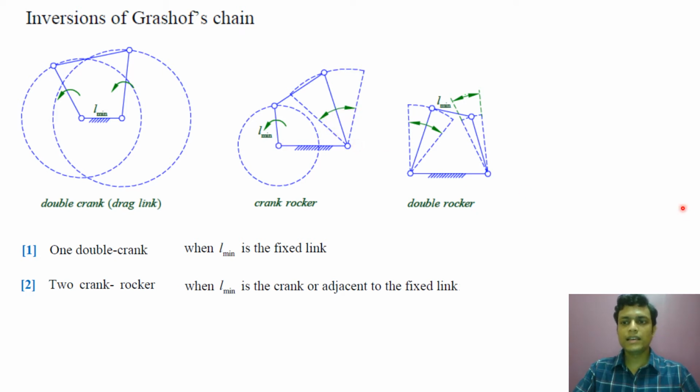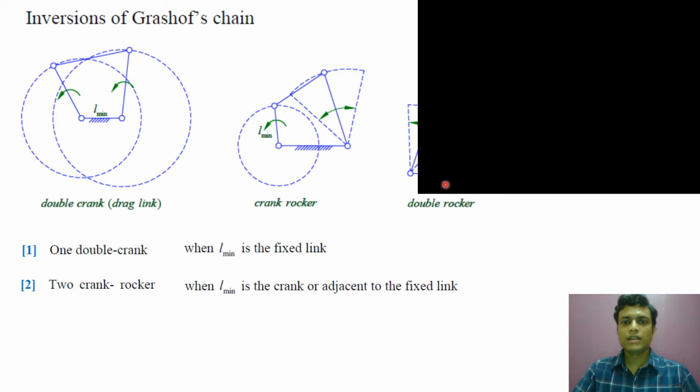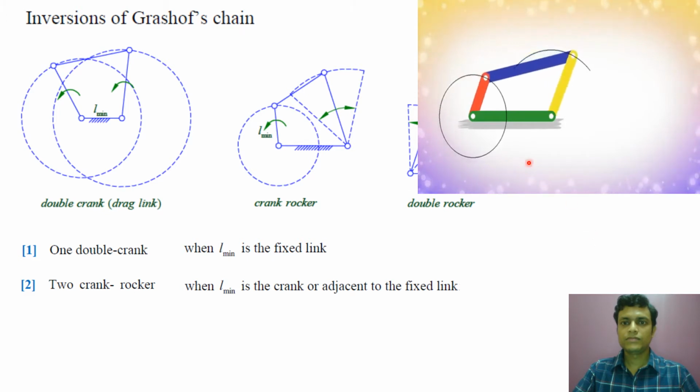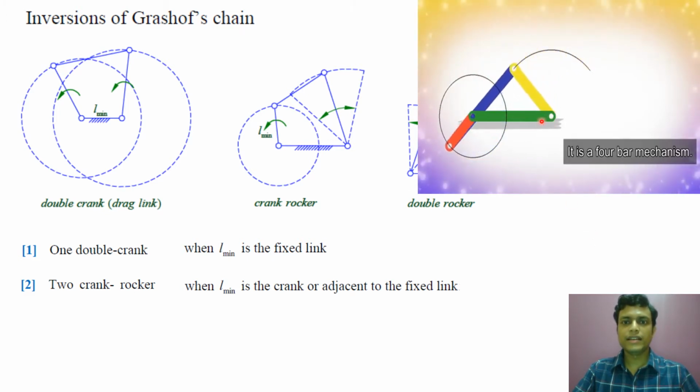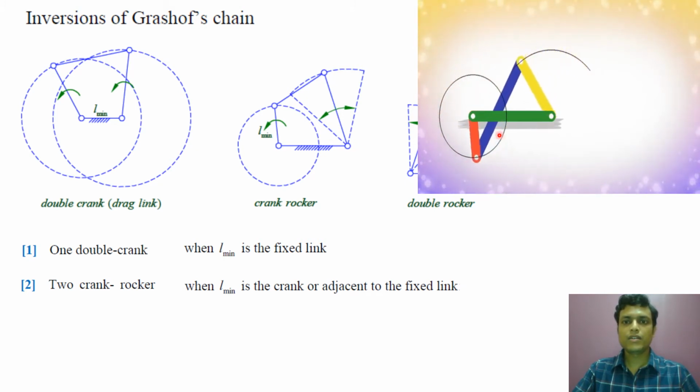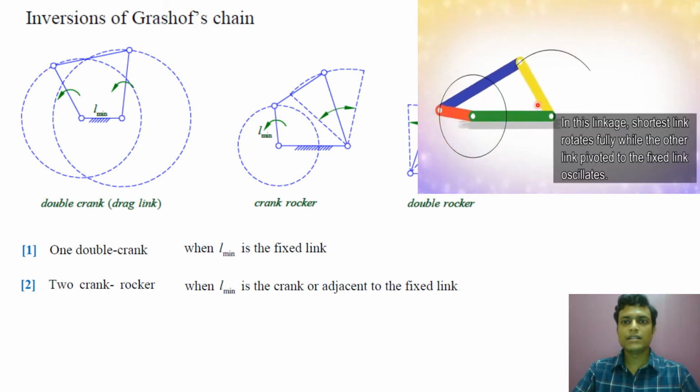Let us see an animation of a crank rocker mechanism. So here, the green color link is the fixed link. The red color one is the L min, that is the crank, which can make a complete rotation, and the yellow color link is the follower, which is oscillating only.